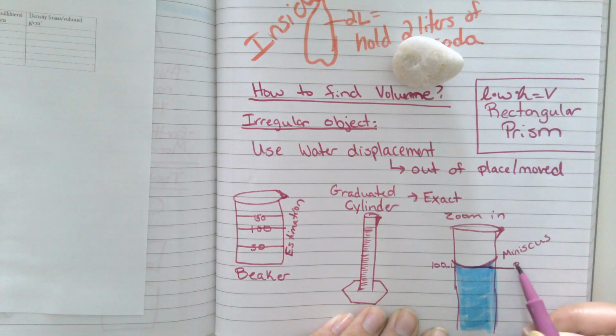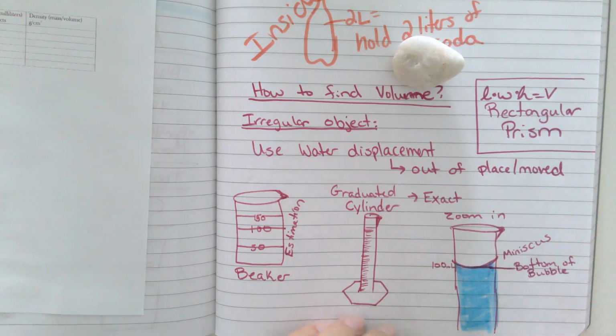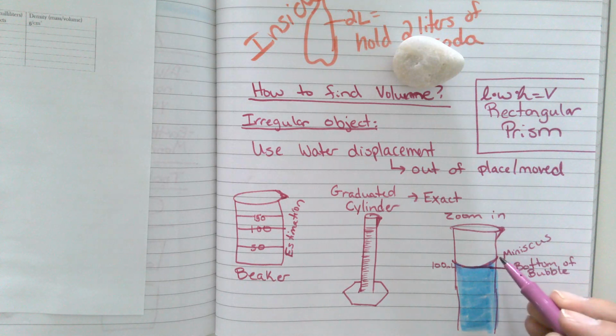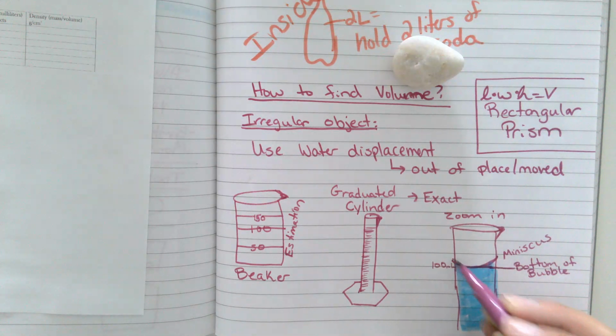So that's the bottom of the bubble is what you're reading, okay? You do not read the edges. Do not read the edges. You read the bottom of the bubble, okay? That is how you read this. So to measure water displacement, are y'all ready?